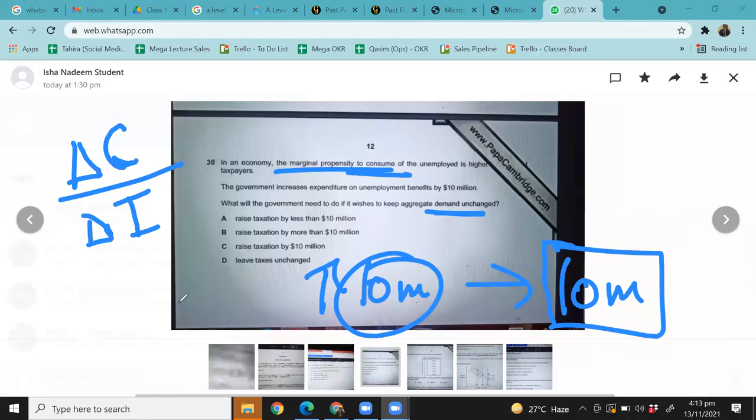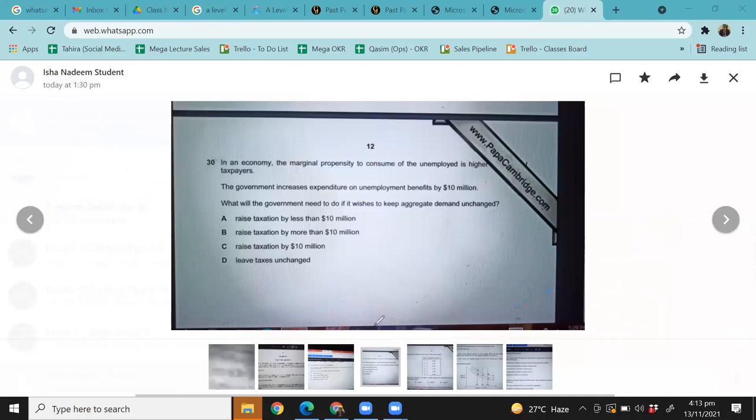If you want to keep the aggregate spending the same, and unemployed people have a higher marginal propensity to consume, so they will almost spend all of the 10 million that they get. Now, to balance that, you should increase taxation by more than 10 million on the employed people so that it can be balanced. Isha, did this make sense? Is B the answer?